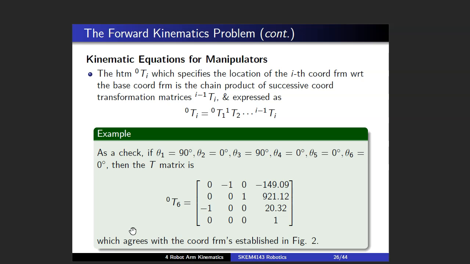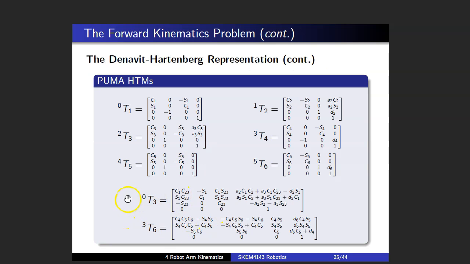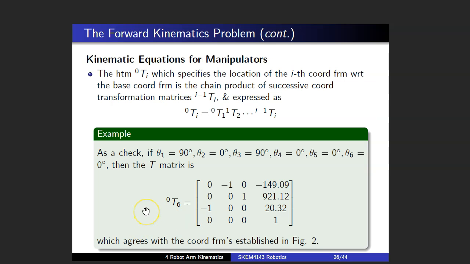Okay, so let's look at a simple example. It says here, as a check, if theta 1 is 90 degrees, theta 2 is 0 degrees, and so on, then the T matrix is given by this. So please try this as an exercise. You can obtain this by substituting these values into these two matrices, and then you multiply these two matrices together in order to obtain T_6^0.